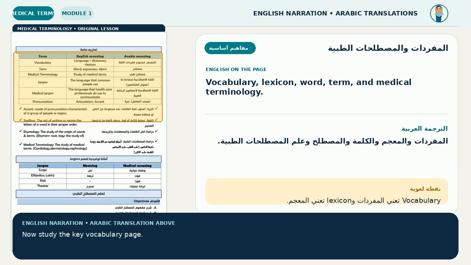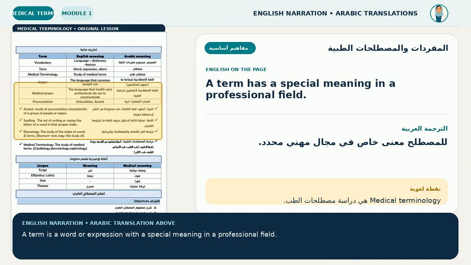Now study the key vocabulary page. Vocabulary means the words known and used in a language. A lexicon or dictionary is a collection of words and their meanings. A word may be a single word, an expression, or an idiom. A term is a word or expression with a special meaning in a professional field.